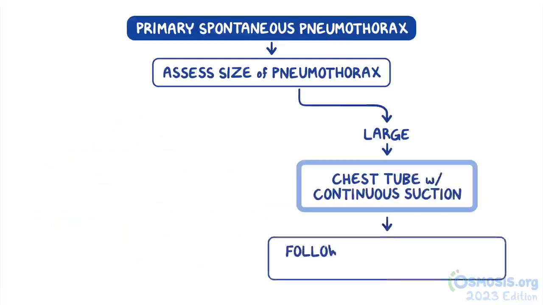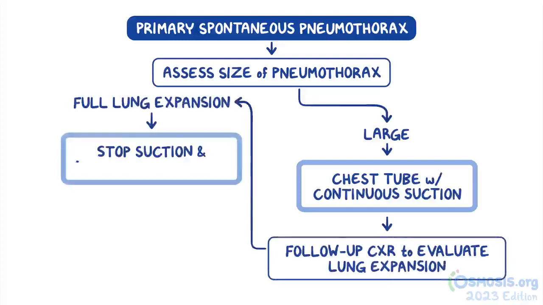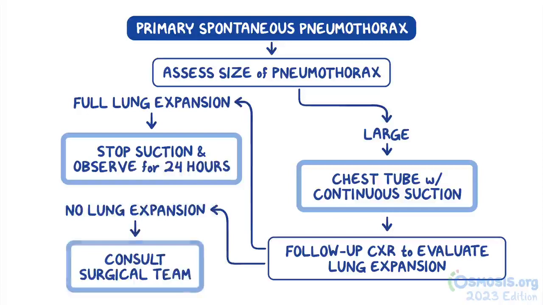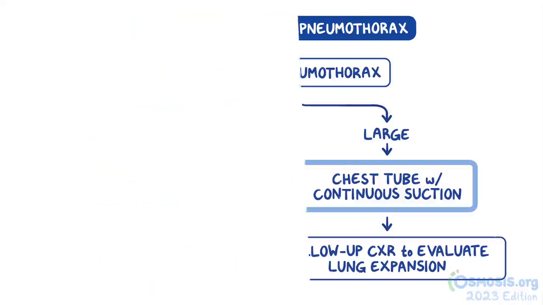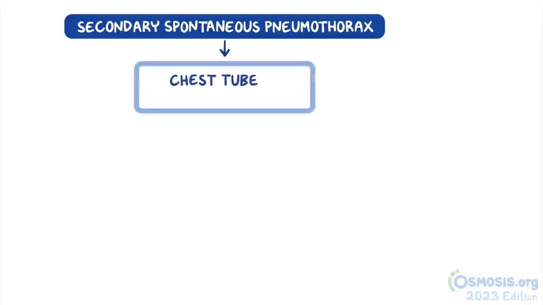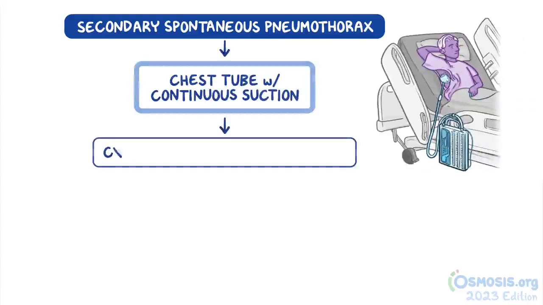Next, order a follow-up chest x-ray to evaluate lung expansion. If the x-ray reveals full lung expansion, stop suction and observe the patient for 24 hours. But if there's no lung expansion, consult the surgical team. On the other hand, in secondary spontaneous pneumothorax, place a chest tube regardless of the size of the pneumothorax, attach the tube to continuous suction, and again order a follow-up chest x-ray to evaluate lung expansion.